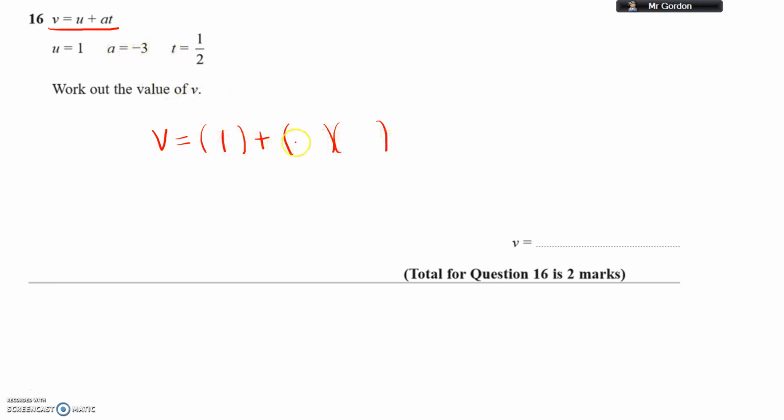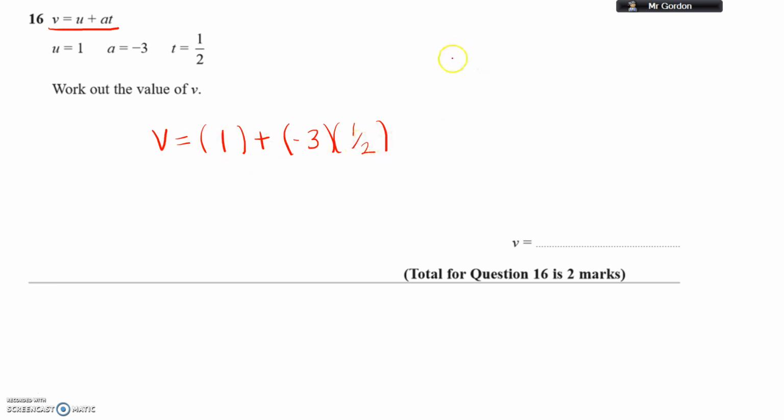So A is minus 3. Pop that in the first bracket. And T is the second bracket. That is a half, or 0.5. Okay? So we've got to think about the order. You know, what do we do? Do we do 1 plus 3 and then times it by half?